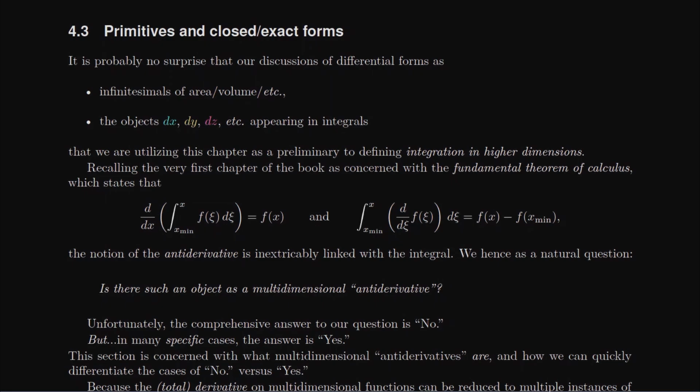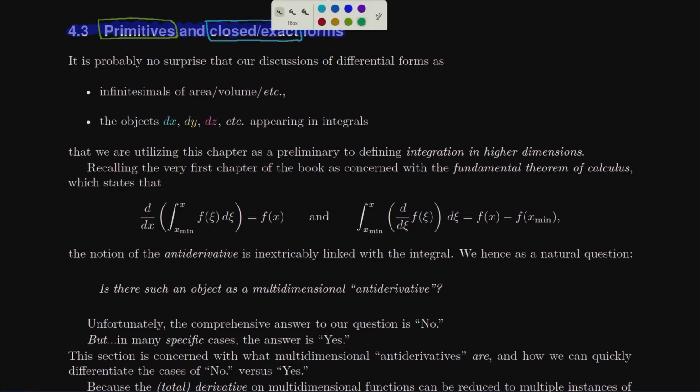Moving on to the last section in chapter 4. So it's going to be the last day that we're really diving really deep into differential forms and the exterior derivative. Today we're really talking about a concept known as primitives. And then there's a very closely related concept to primitives that we'll use in the context of primitives. These are called closed and exact forms. Of course, closed and exact referring to differential forms. There's a special class of differential forms that are going to be called closed or exact.